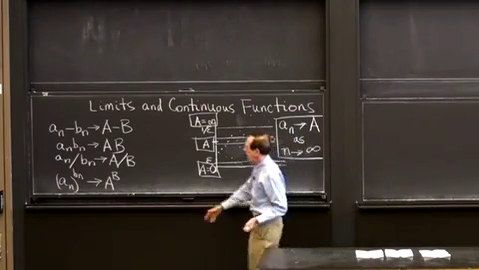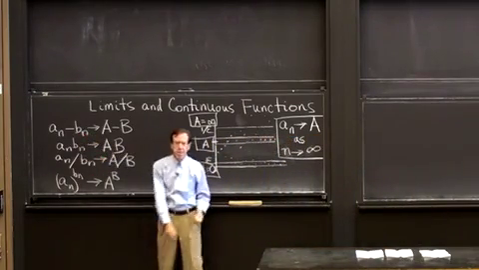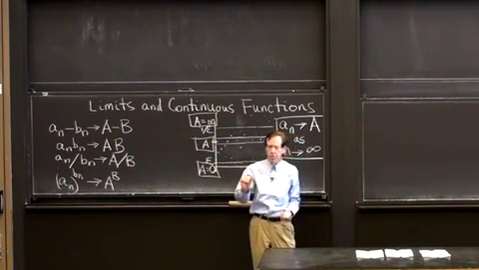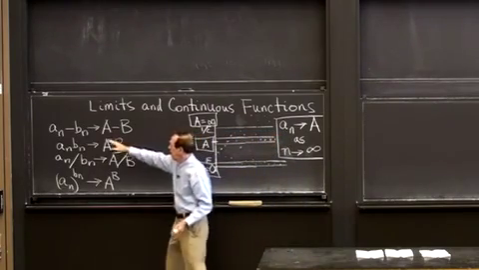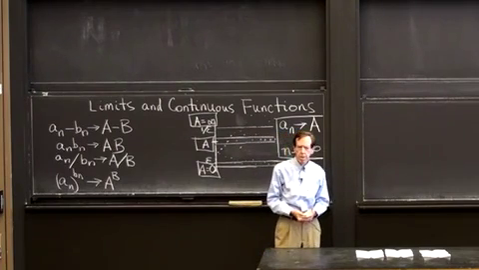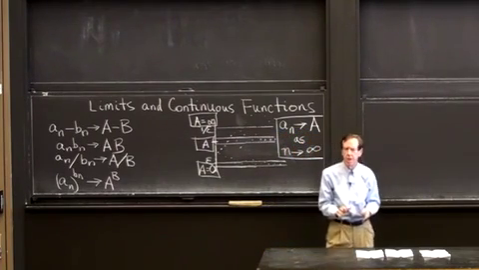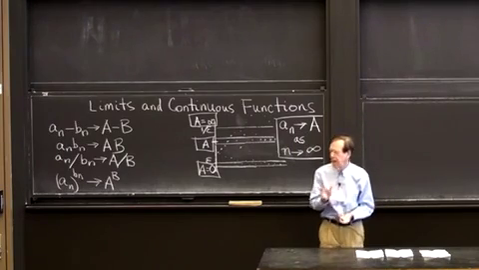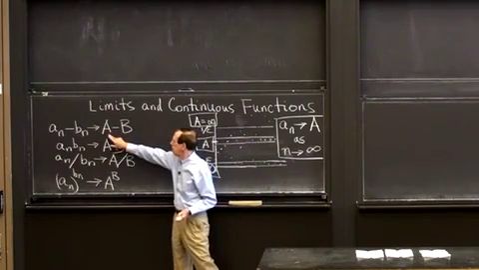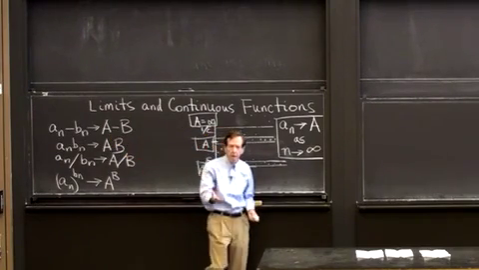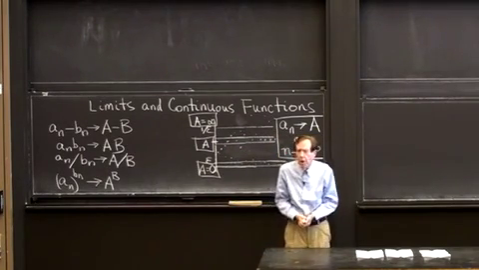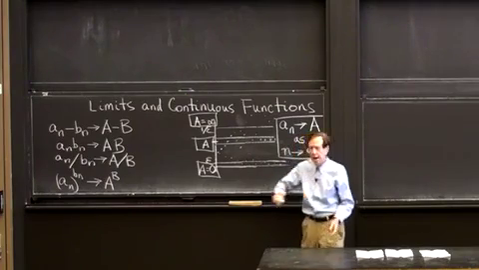You know, if the A_Ns approach 7 and the B_Ns approach 4, so the A's get close to 7 and the B's get close to 4, then their differences will get close to 7 minus 4. But is there any case in which that could fail? Is there any case among these in which we could not know what the limit was, and it might not exist, or it might be like any number? And I think that can happen in this.